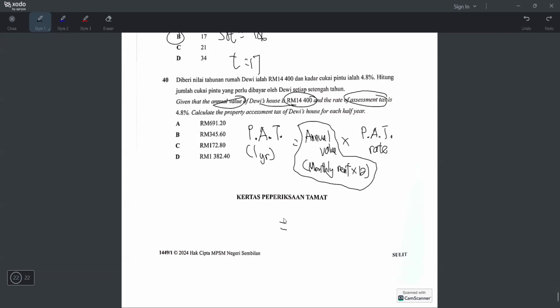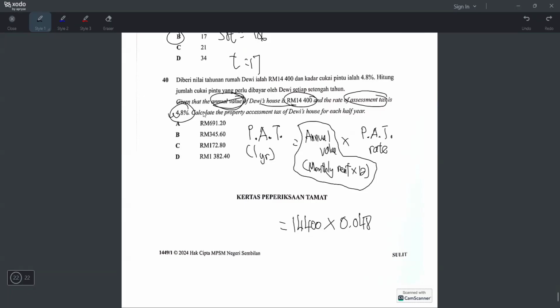All right. So they said annual value is 14400. That means this one, 14400, no need to times 12 already. It's already the monthly rent times 12, right? So you can put it here. Times with what? The rate of assessment tax, 4.8%. So put it in, 4.8%, 0.048, because 4.8 divided by 100. And then if you press this, you will get property assessment tax for 1 year, right?